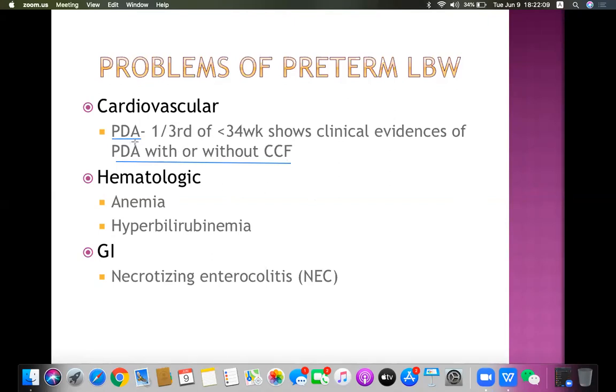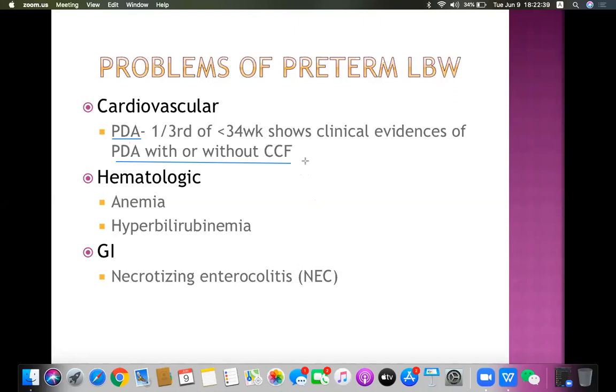Now, you have already studied PDA in pediatrics in the cardiovascular system. This PDA is a connection between the pulmonary artery and aorta, and the direction of blood flow after birth is from the aorta to the pulmonary artery. So the lung will be flooded by excessive blood flow, and that can easily lead to a lot of problems like repeated pneumonia. Even heart failure can occur.